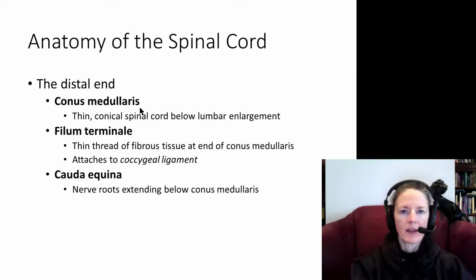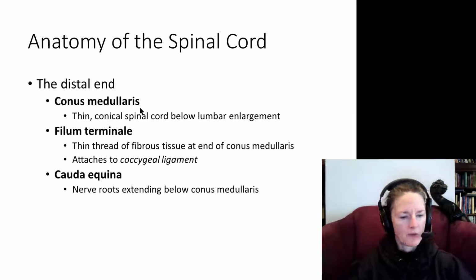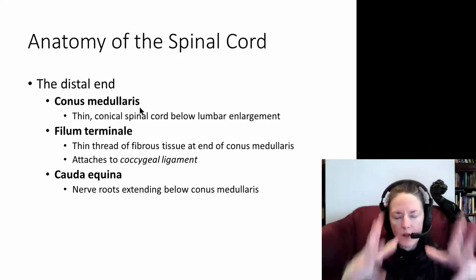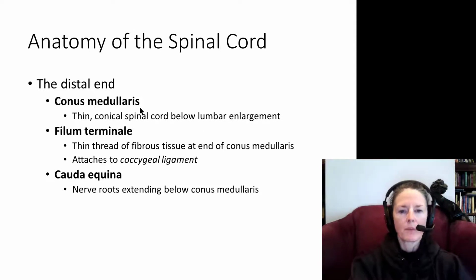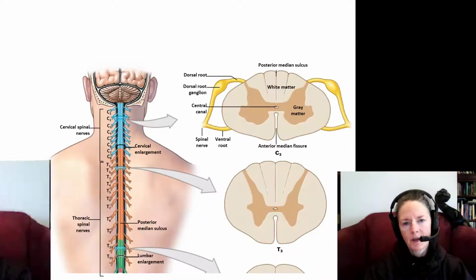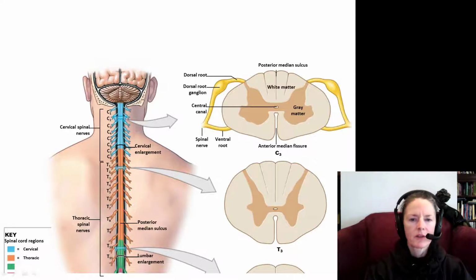And if you've actually held a human spinal cord, you will see that the nerve roots coming off of it do hang down and look like a horse's tail. Now, one of the first things you'll notice looking at the cord is the way it changes shape as we go through the length of it.